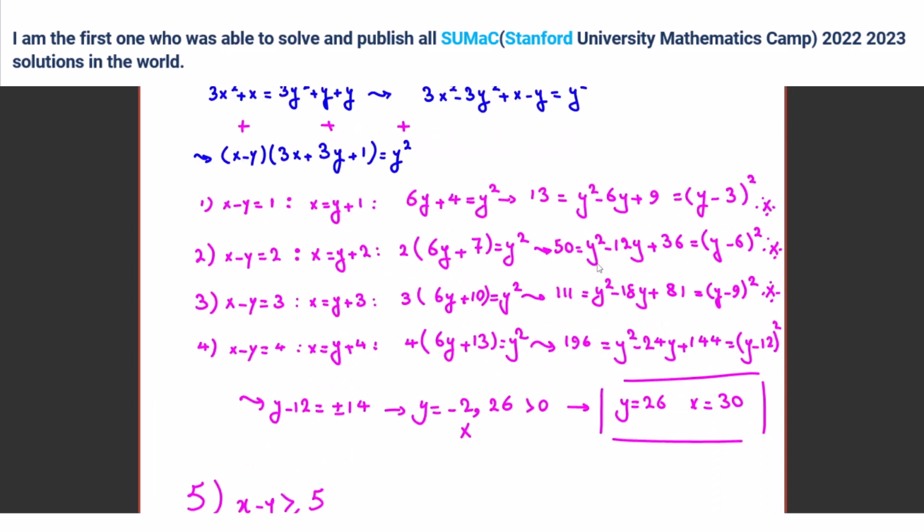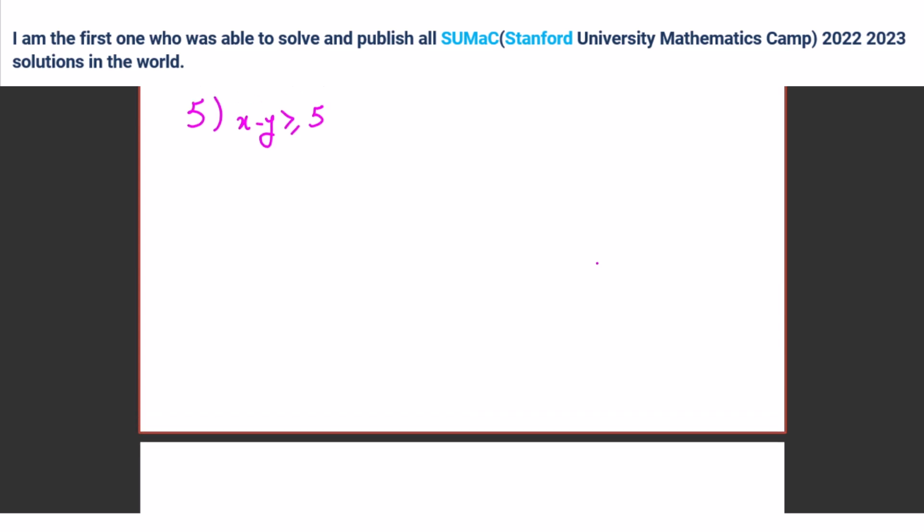So if you say x minus y is equal to n, then basically you can put that into the equation. So n times (3 times n plus y) plus 3y plus 1 is equal to y squared, because x is at least y plus 5. So n times (6y plus 3n) plus 1 is equal to y squared. Then what?